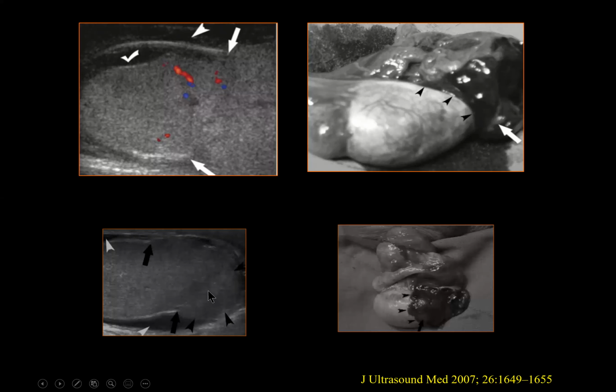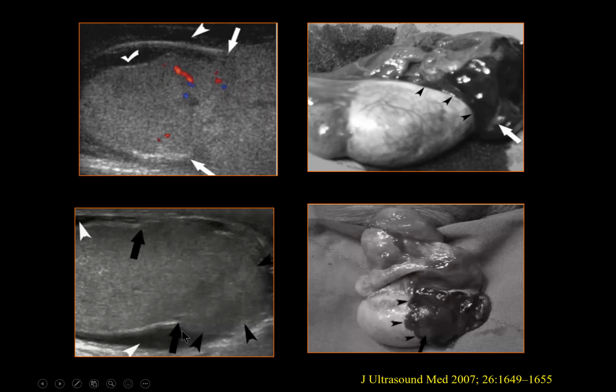Another example of testicular rupture in this area: loss of the tunica albuginea and extrusion of testicular content outside. It is less echogenic, or sometimes hypoechoic. And here there is a hematocele, a blood collection outside the area of the capsule. And the image here confirms what ultrasound is showing you in this picture.